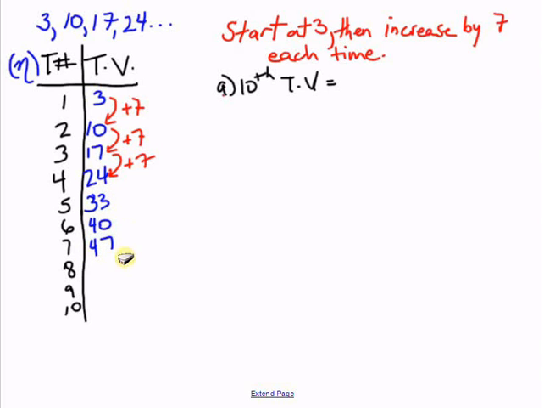Bad math, Mr. Math Teacher. That's not right. Let's try this again. 24 and 7, that's 31. That makes more sense. And 38. And then what's that? 45, 52, 59, 66. There we go. The 10th term value should be 66. The 10th number in the pattern should be 66.